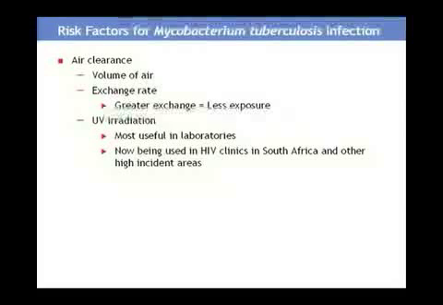UV irradiation is a very effective way of reducing exposure to Mycobacterium tuberculosis. It's most useful in TB laboratories, where the tubercle bacilli are often in a TB hood, so that when the person is working on them, any tubercle bacilli that get into the air are killed by the radiation. This is also starting to be used now in HIV clinics in South Africa and in other areas of the world.